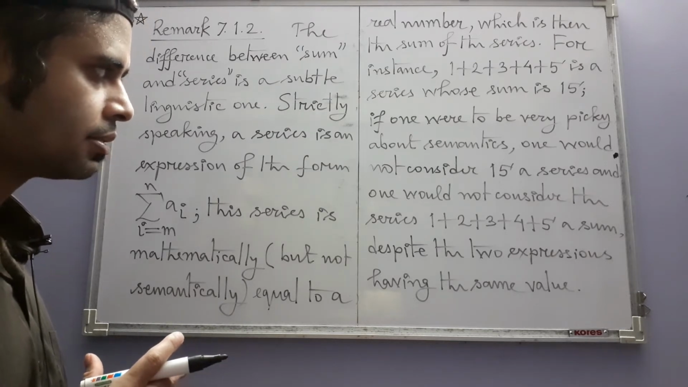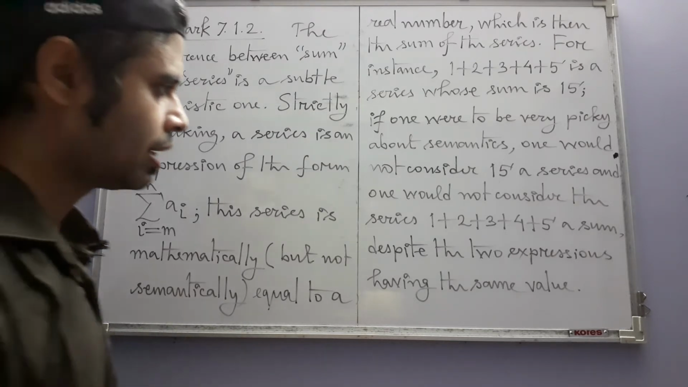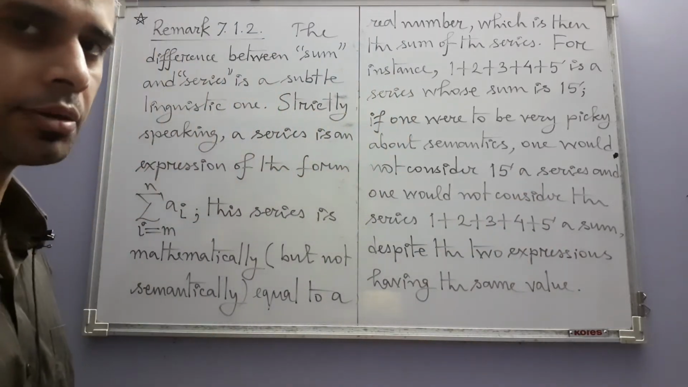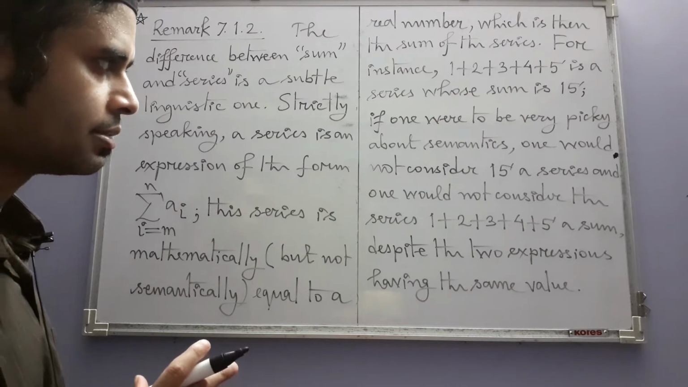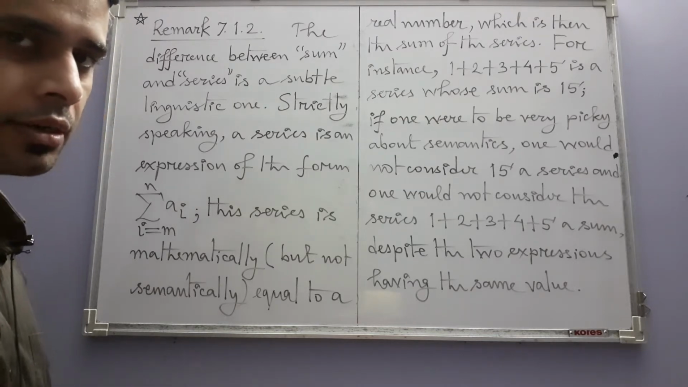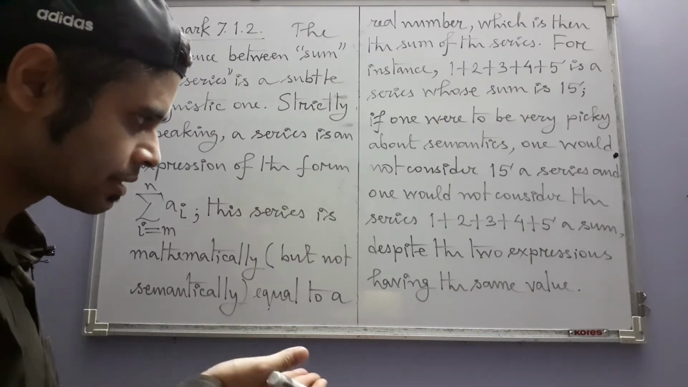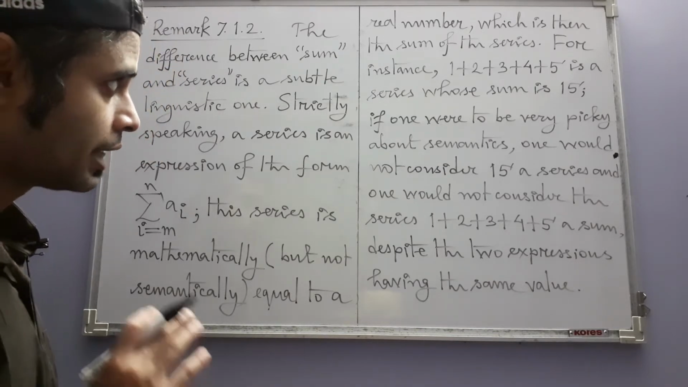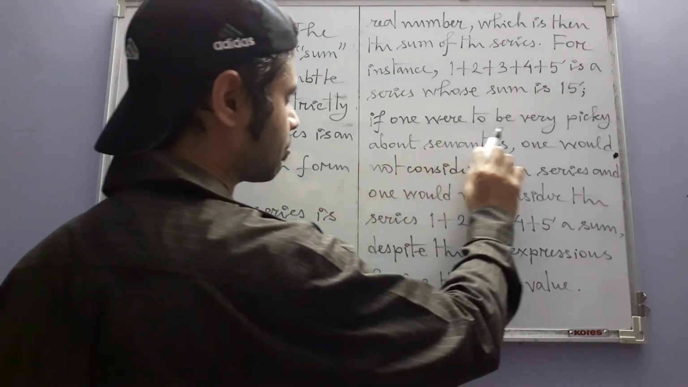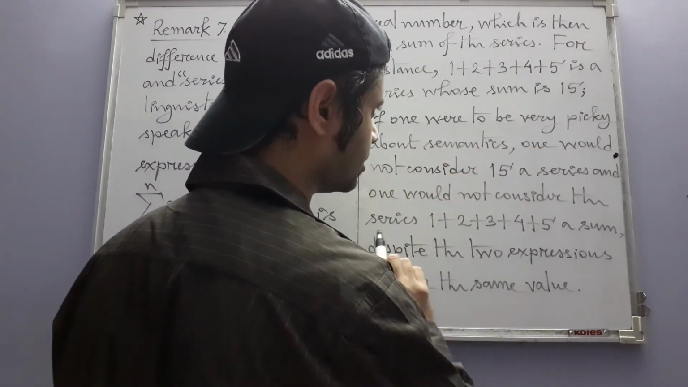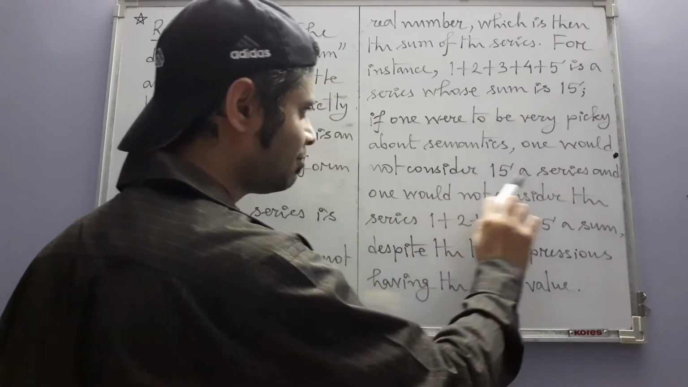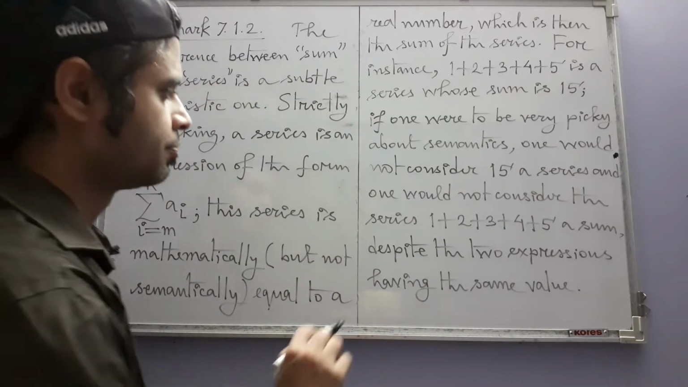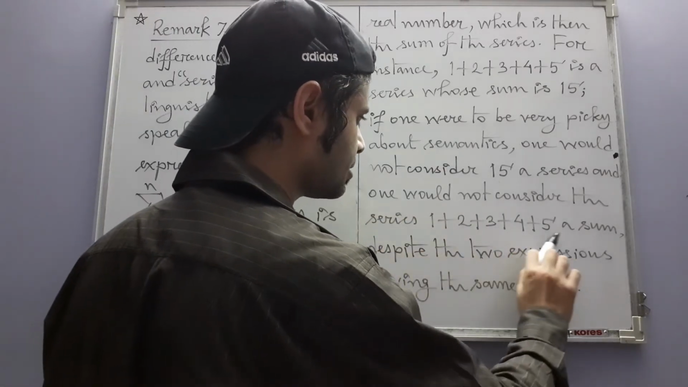If this is somewhat difficult to understand, what is the difference between this and this, then just forget about it. It is not something that will be used mathematically. In fact, we would be advised now by the author to forget about this difference. So that's what he is saying. If one were to be very picky about semantics, one would not consider 15 as generally we do not consider 15 as series, and one would not consider this series as sum.